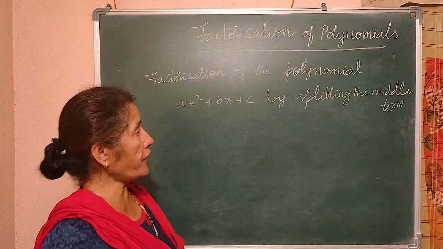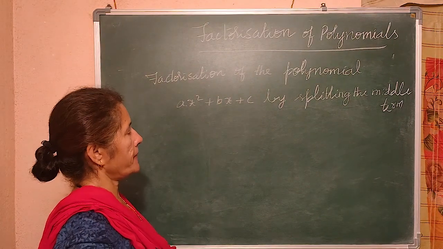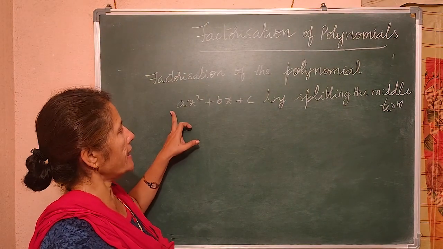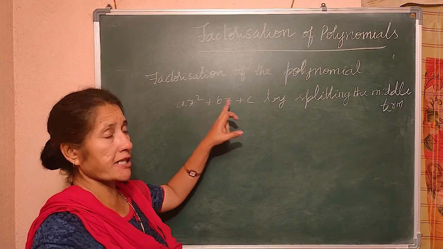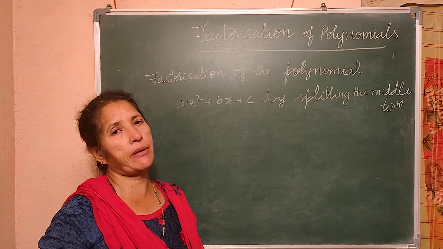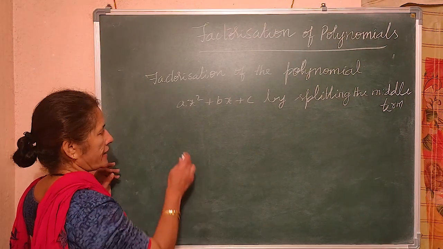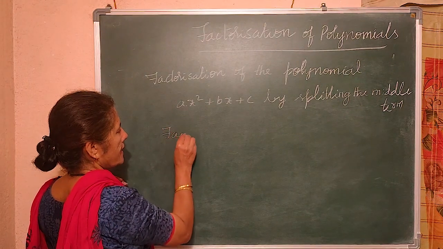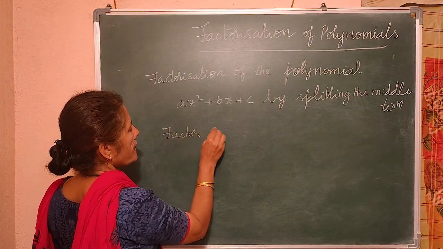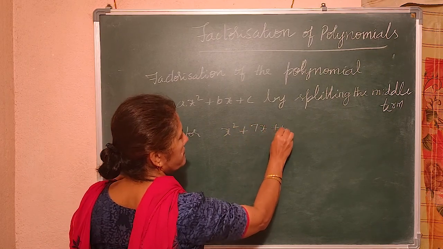Now, it is a different thing. Factorization of the polynomial. What type of polynomial? ax square plus bx plus c is a quadratic polynomial, by splitting the middle term. Let me give you one example. Factorize x square plus 7x plus 12.